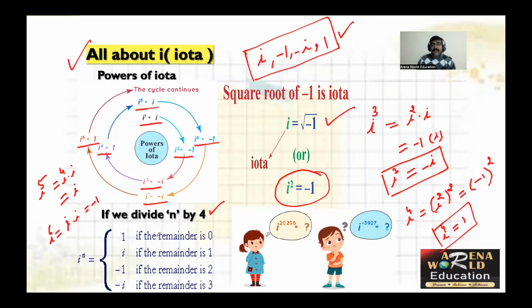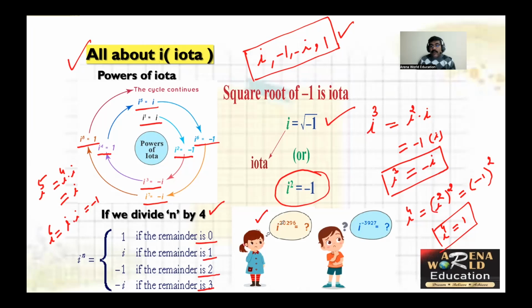Right? If the remainder is 0, then iota raised to power n will be 1. If the remainder is 1, then iota raised to power n will be equal to iota. If the remainder is 2, then iota raised to power n will be -1. And if the remainder is 3, then iota raised to power n will be equal to minus iota. Right? So let us solve these two questions.